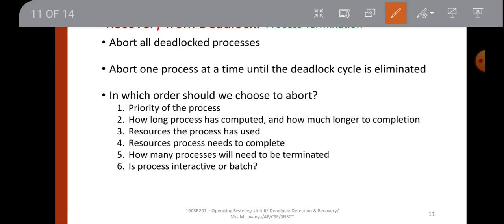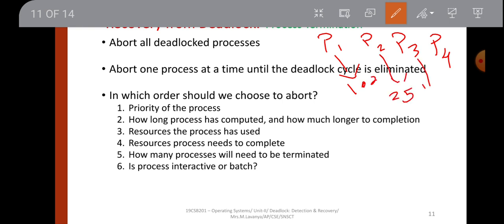For example, if we take 4 processes P1, P2, P3 and P4 in the deadlock state, and P1 has already used 100 resources, P2 has already used 25, P3 has used 150 and P4 has used 75. Here, P3 has used the largest number of resources, 150, so P3 must not be selected as a victim process because it has used a large number of resources.